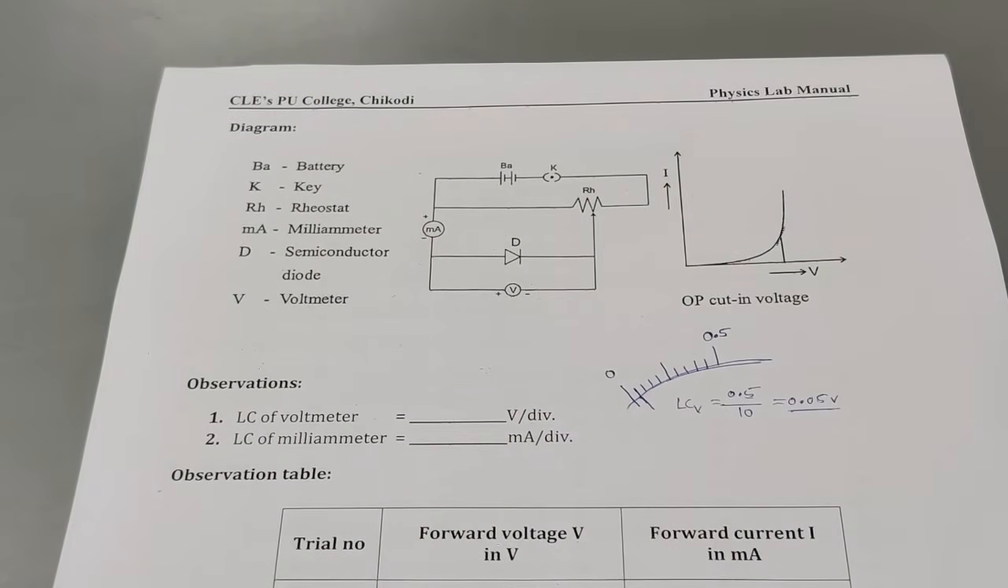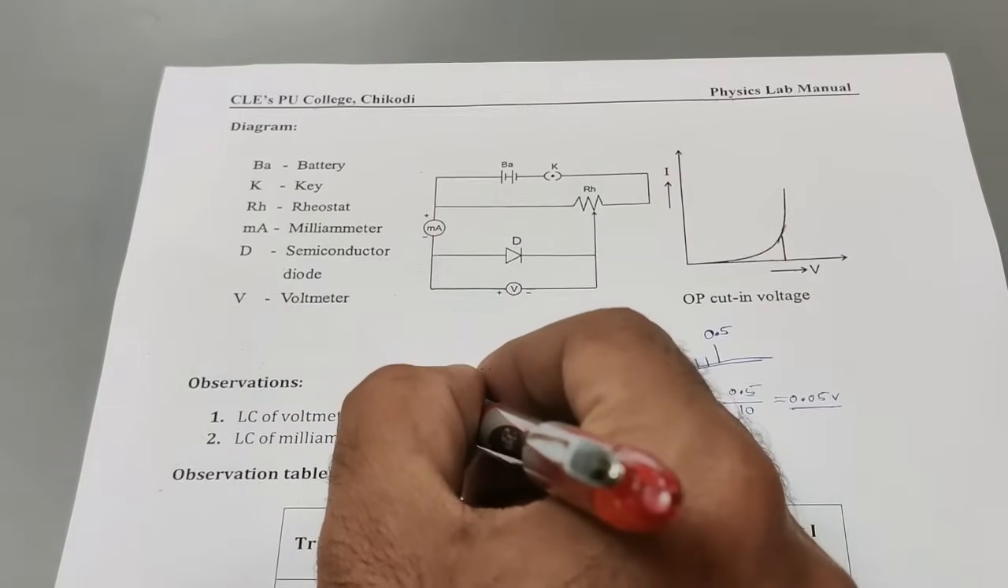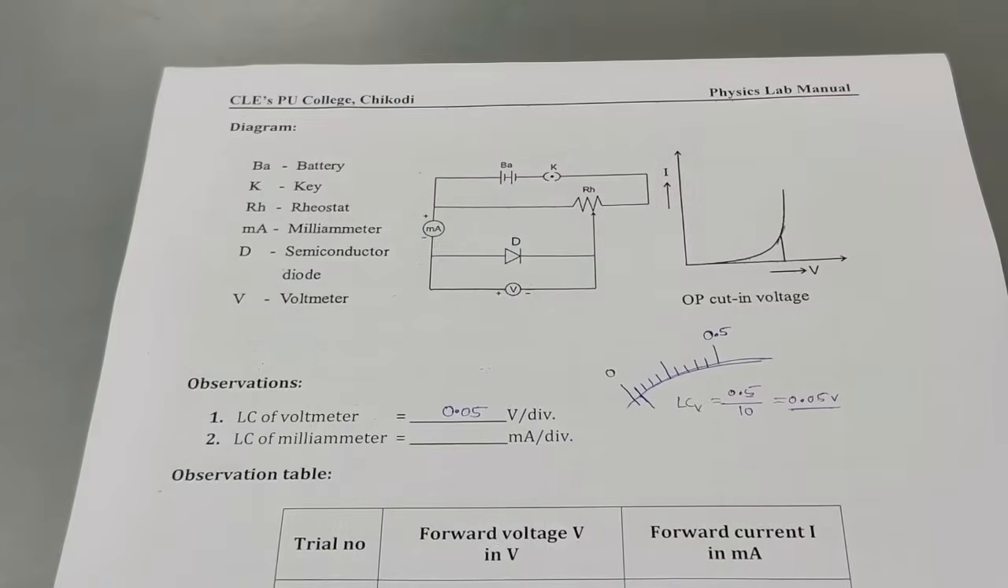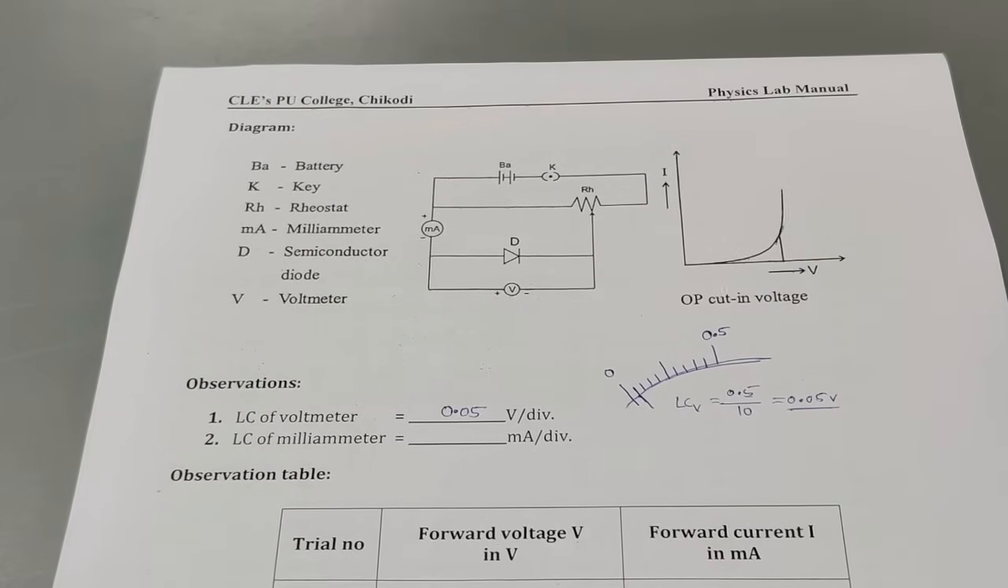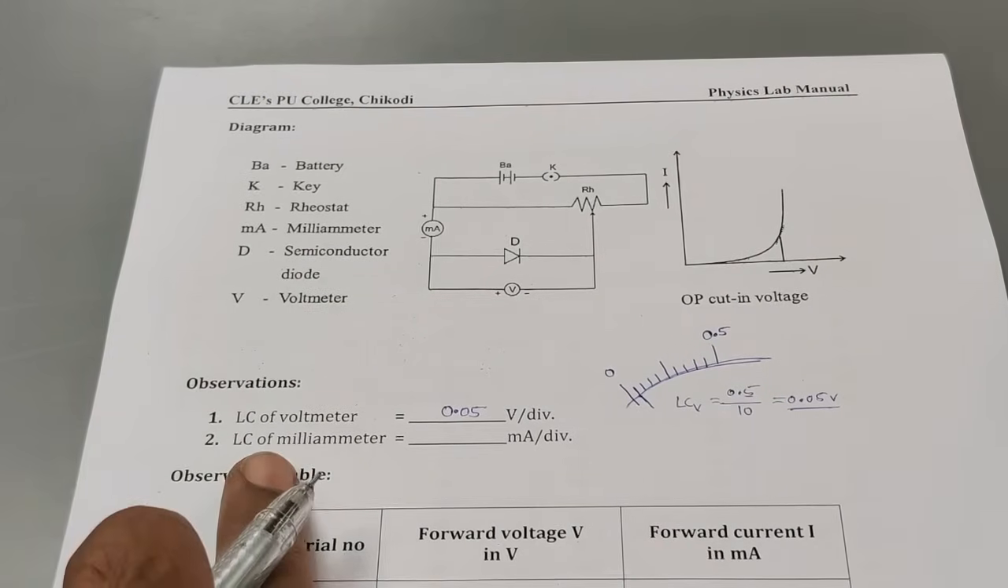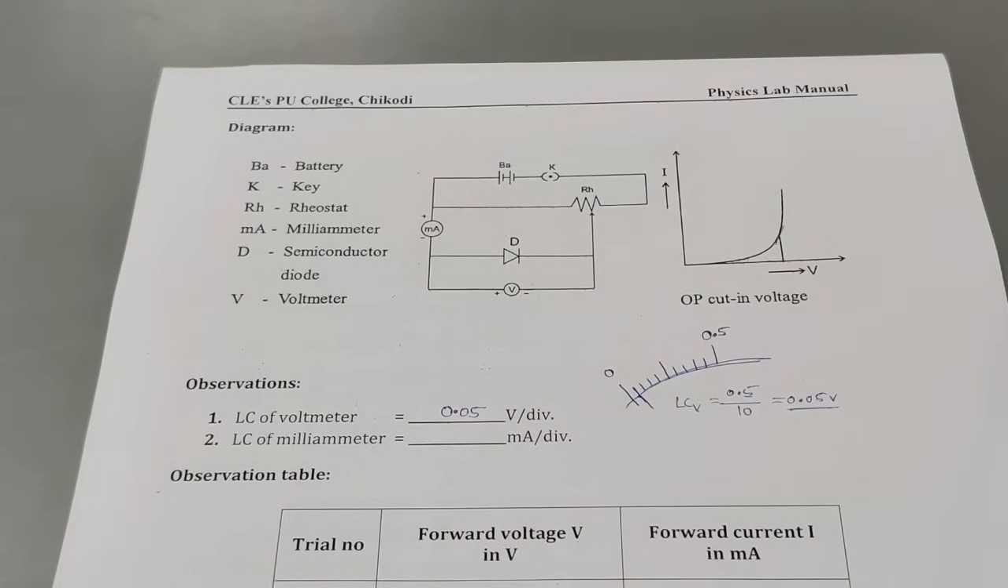So one division value for us is just 0.05 volt. That is the LC of the voltmeter. Okay, 0.05 volt is the LC of the voltmeter. LC means it is the lowest value which can be measured using that scale, or the minimum value we can measure using the meter. That is called LC. Next we'll find the LC of the milliammeter.